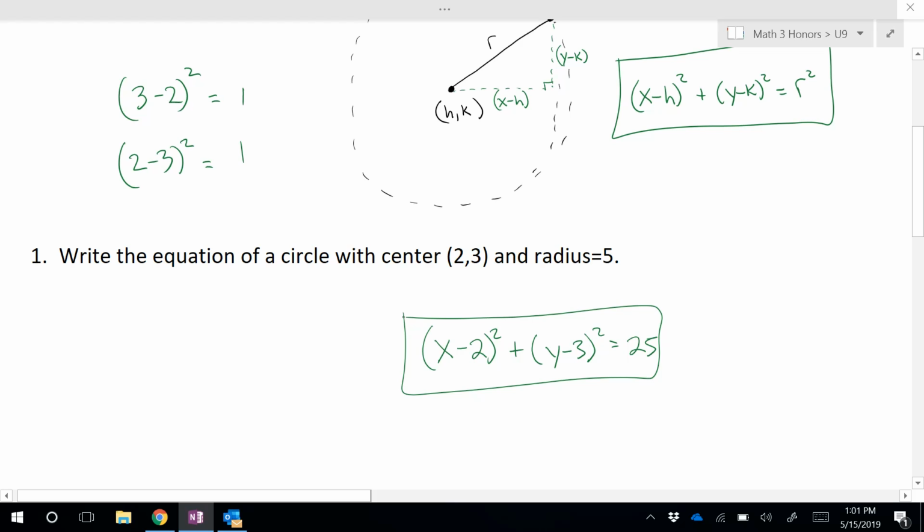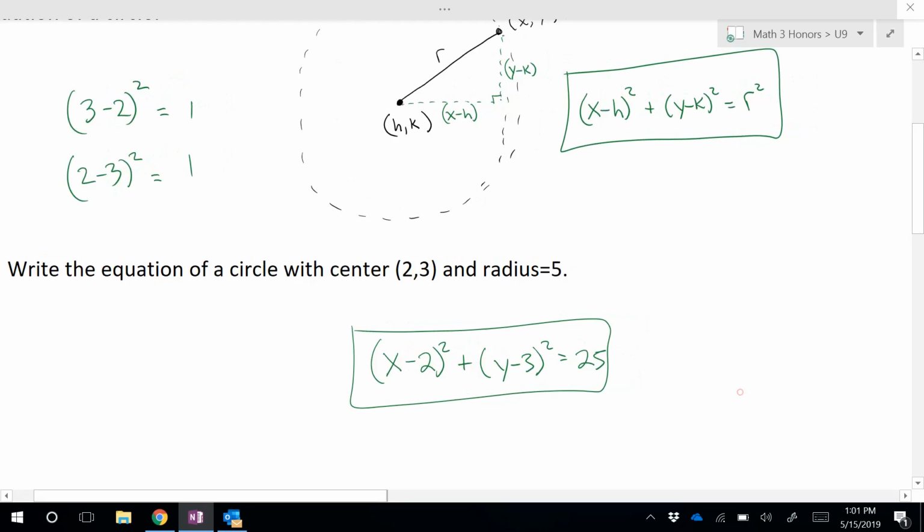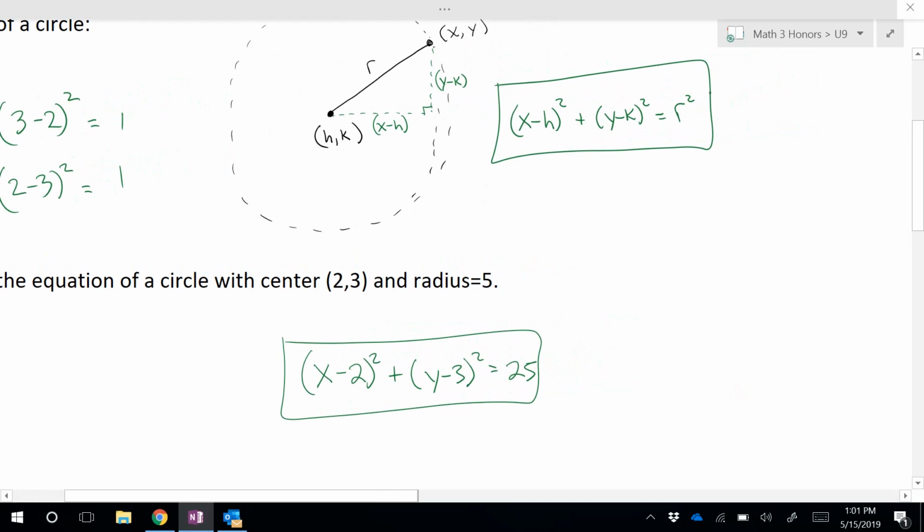That's finished. That's the finished form of a circle. How did I get 25? Because notice the radius squared is what it's equal to, and my radius is 5. And so I got 25 by squaring the 5. Okay?